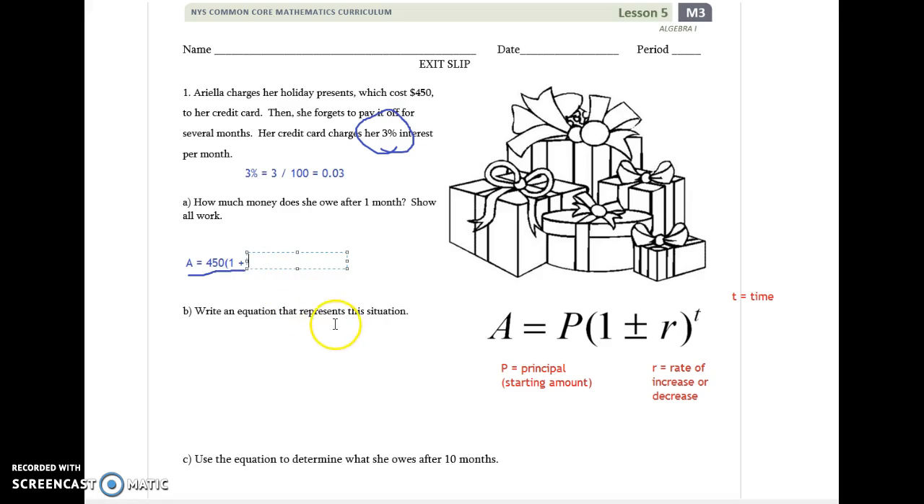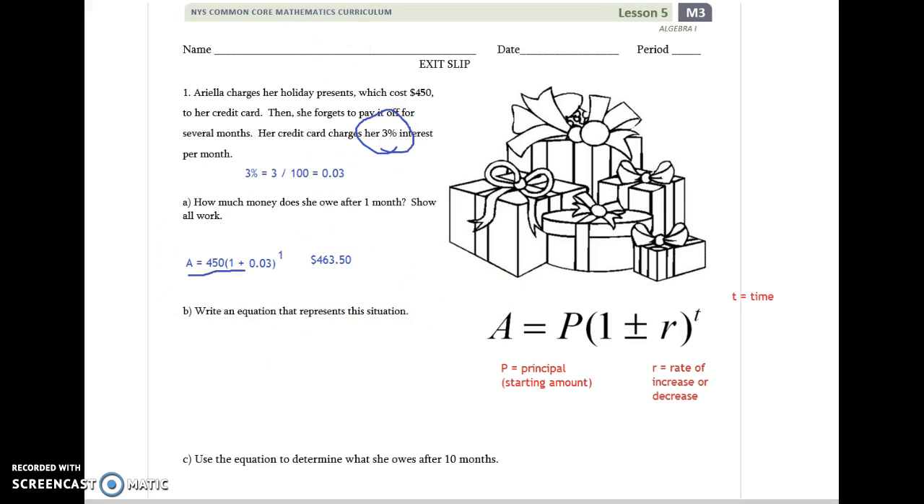Let's see if I can pick up where I left off here. 0.03, and close parentheses. The power, the exponent that we're looking for, is the time, and the amount of time here, we just had it after 1 month. So we'll write in here to the first power. If we throw that whole thing in the calculator, we get an answer of 463.5. Now we're talking about money, so 463.5 is not really accurate. We're talking about $463.50. So throw that in there, $463.50.